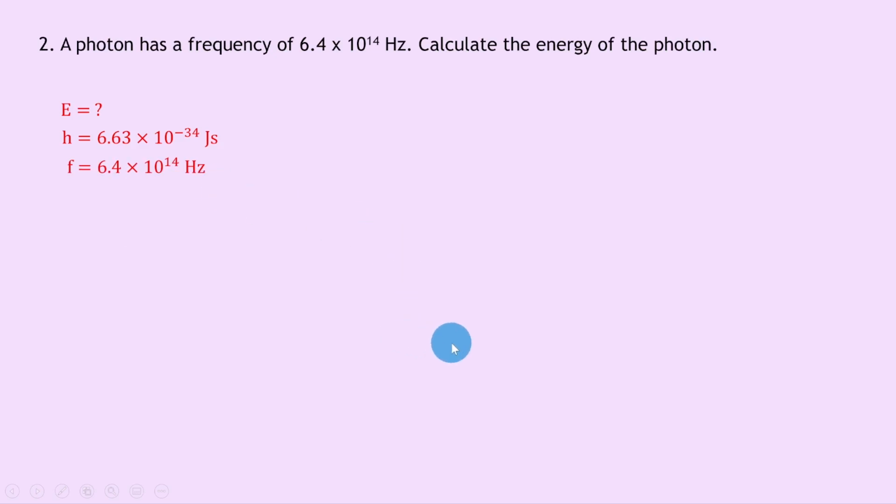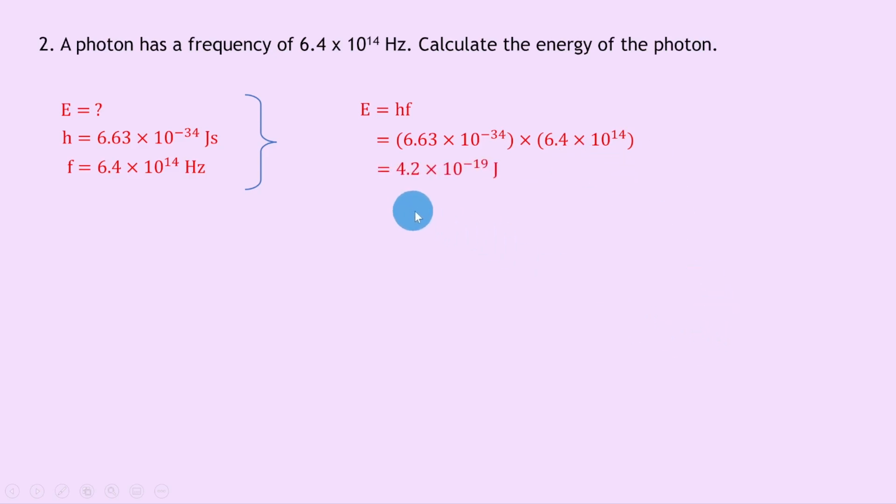So substituting this into our equation for the energy of an incident photon, E equals hf, we can just plug in the numbers, 6.63 times 10 to the minus 34 times 6.4 times 10 to the 14, and if you put that into your calculator, you should get an answer of 4.2 times 10 to the minus 19 joules.